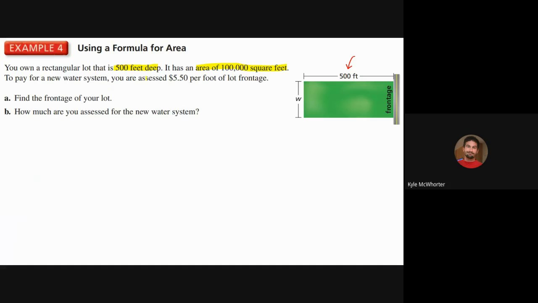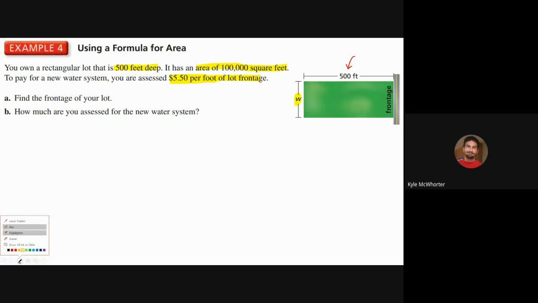To pay for a new water system, you're assessed $5.50 per foot of lot frontage. So the frontage you can see from the picture is the width. So depending on how many feet wide our property is, that's the number that they're charging us per foot on. So we have to figure out what that W is. So part A is going to be find the frontage of your lot.